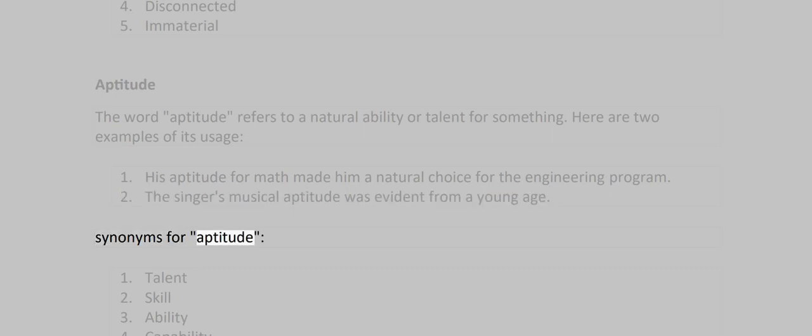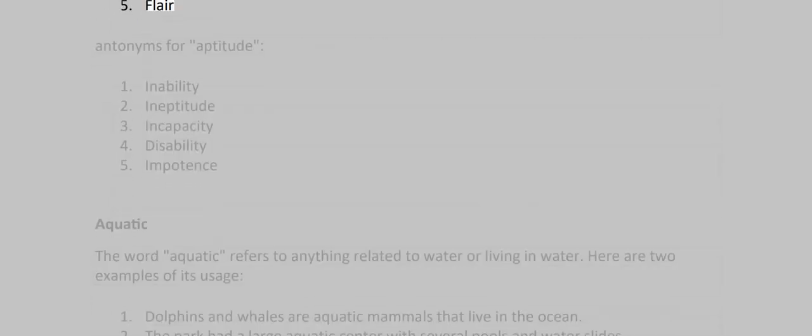Synonyms for aptitude. 1. Talent. 2. Skill. 3. Ability. 4. Capability. 5. Flair. Antonyms for aptitude. 1. Inability. 2. Ineptitude. 3. Incapacity. 4. Disability. 5. Impotence.